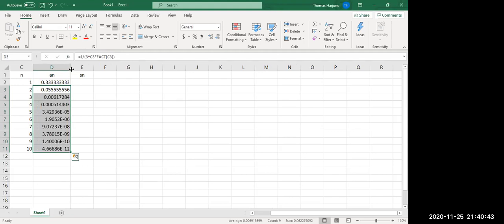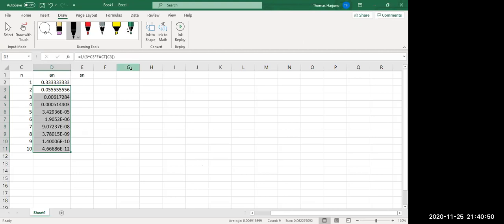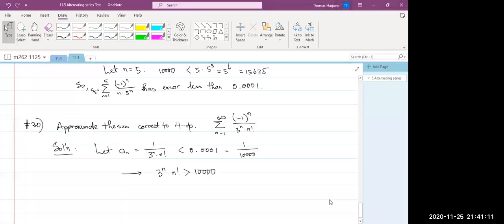Okay, so here we see that the fifth term is already less than that. Quote that first. Going back to my note. Post it here.